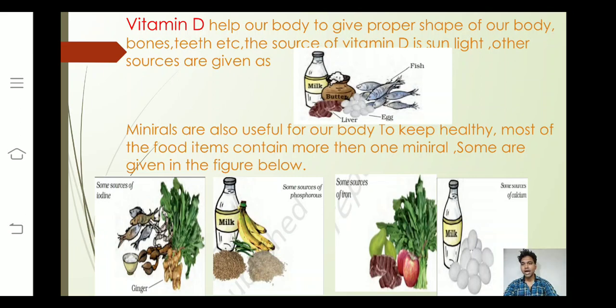For example, if we have to find the source of iodine, what do we see? We see that ginger and fish and some animals. If we have to take the source of phosphorus, what do we see? We see that methi, chili, milk, banana, etc. If we look for the source of iron, what is it? Palak, apple, papaya, meat. The source of calcium is milk and egg.